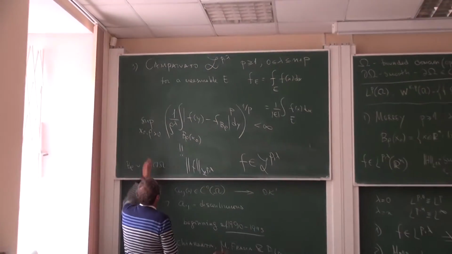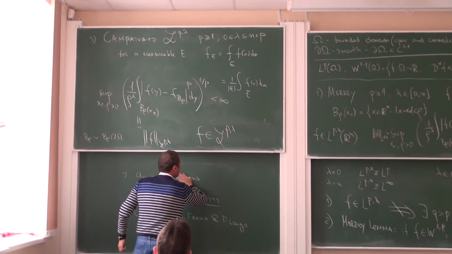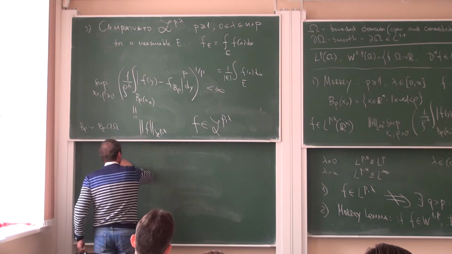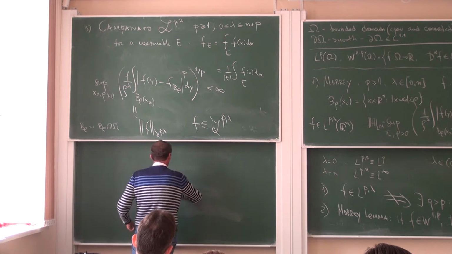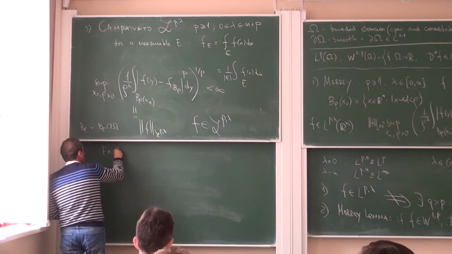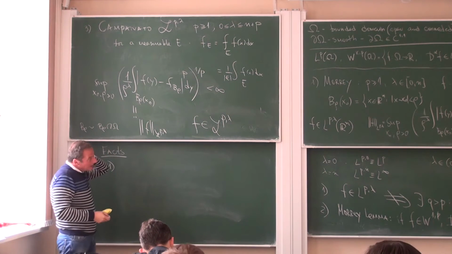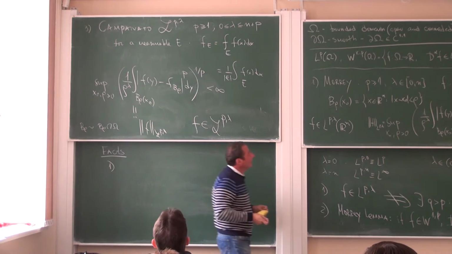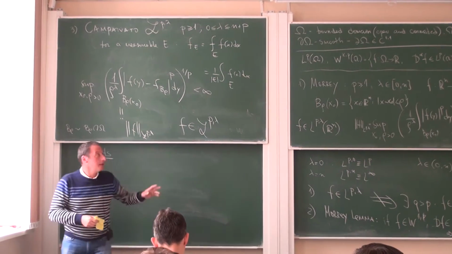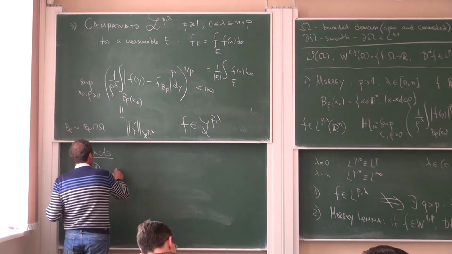Well, of course these spaces are known as Companato spaces because it was the Italian mathematician Sergio Companato who introduced them maybe 50 years ago. Well, now some facts. The first one shows how the Companato and the Morrey spaces are related.